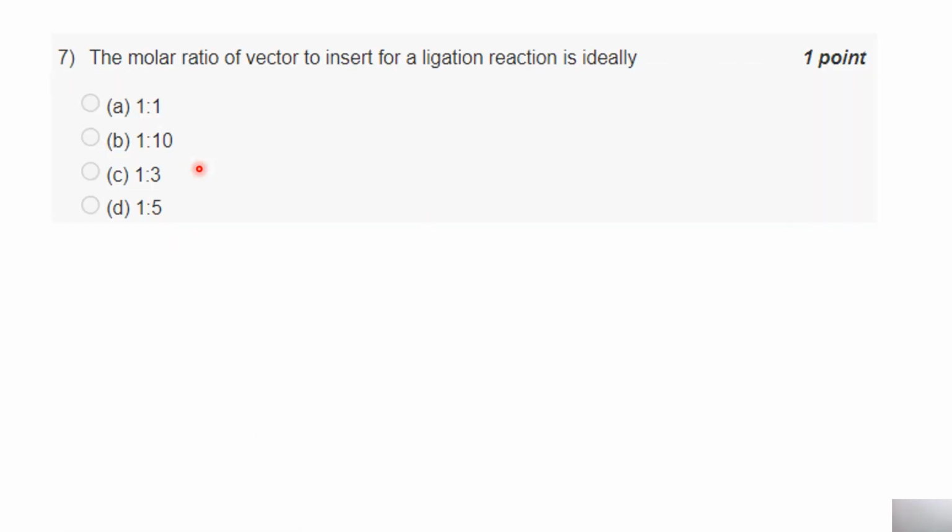So coming back to the question that we started with, the molar ratio of vector to insert for a ligation reaction can vary. It can be 1:10 as well, depending on the number of recombinant vectors we are actually getting, but the most probable ratio is 1:3. If you have any doubts in this question, we can discuss. I'll wait for 5 minutes and we'll move on to the next question.